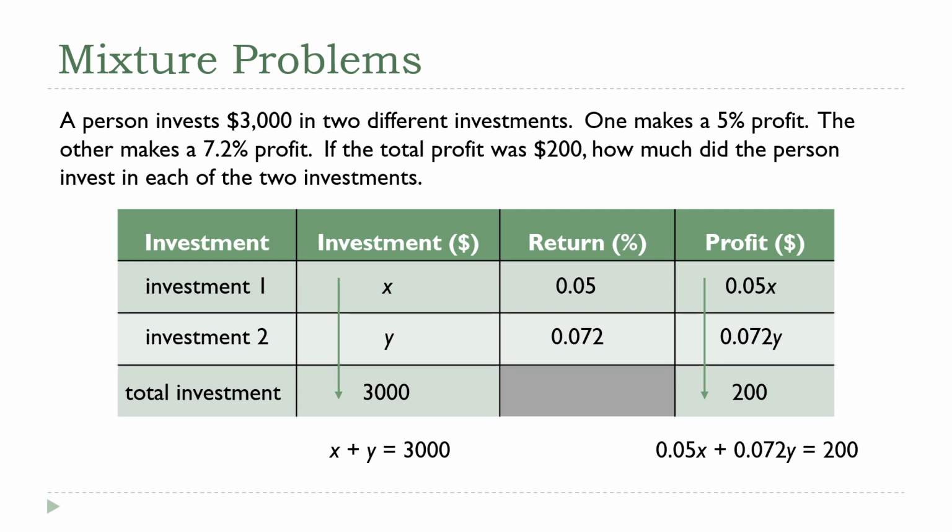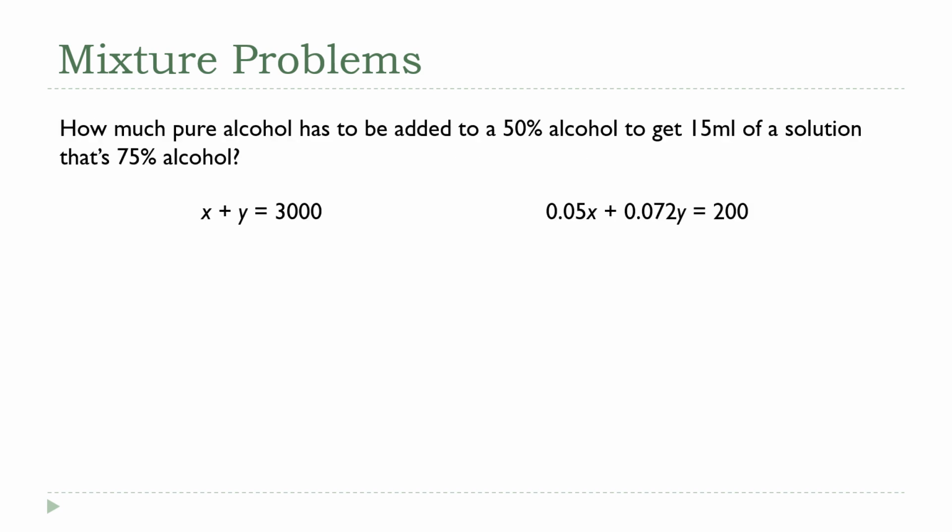All right. However, I'm out of room. So let me get a clean page here, and I've copied our equations over. I'm going to solve this using the substitution method. That first equation, I can solve for either variable really easily. I'm going to go with x. If I subtract y from both sides, the equation becomes x equals 3,000 minus y. Then I'll substitute that into the other one.